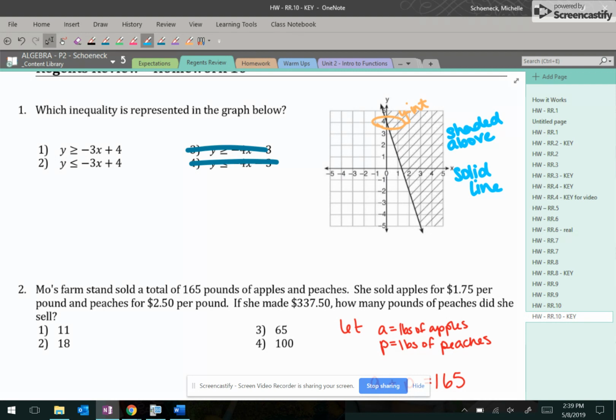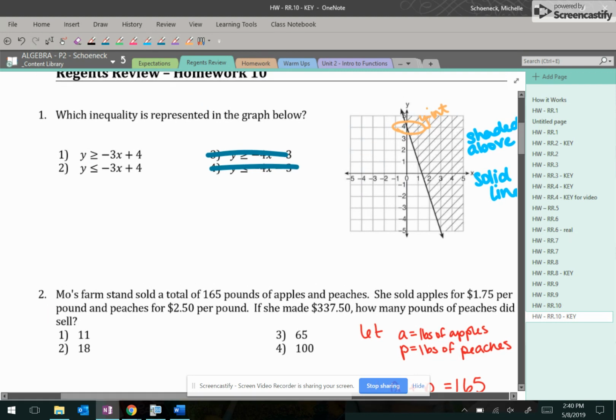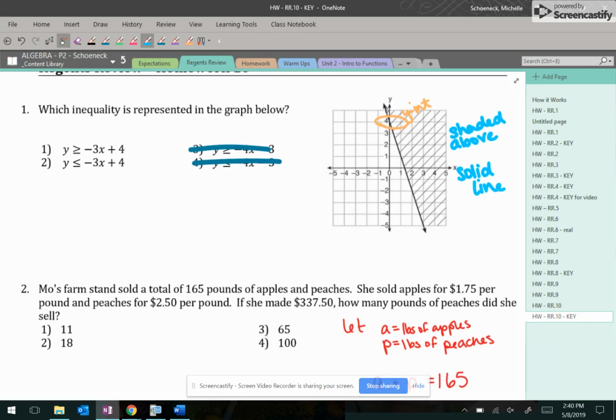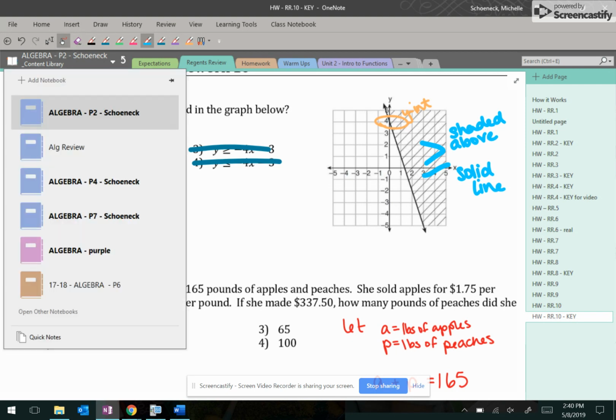The next thing that I notice is that it's shaded above this line, and it's a solid line, which tells me it's going to be greater than, and then the solid line tells me it's or equal to. So answer choice number 1 is correct, greater than or equal to.